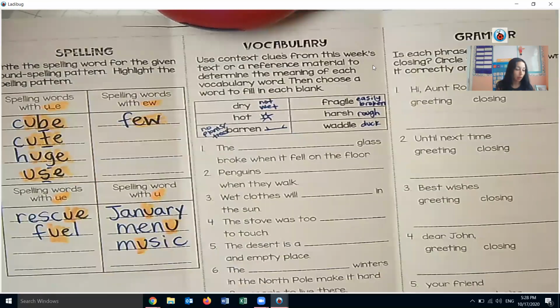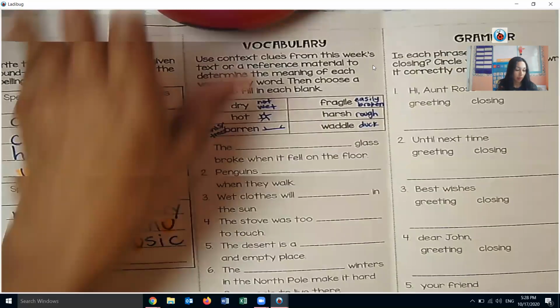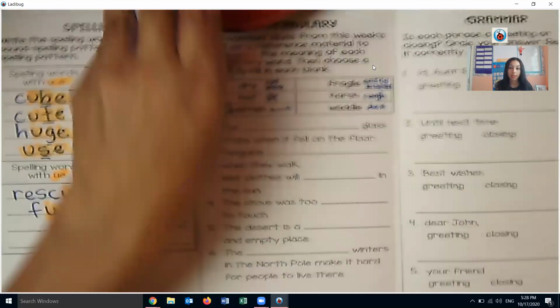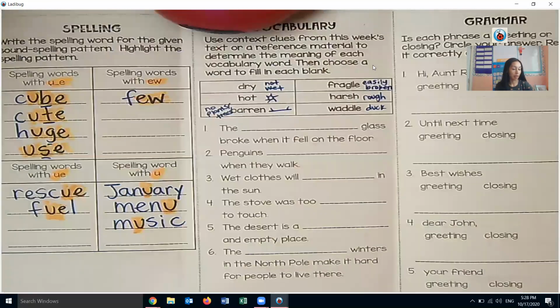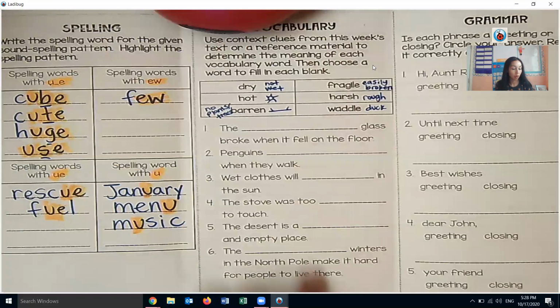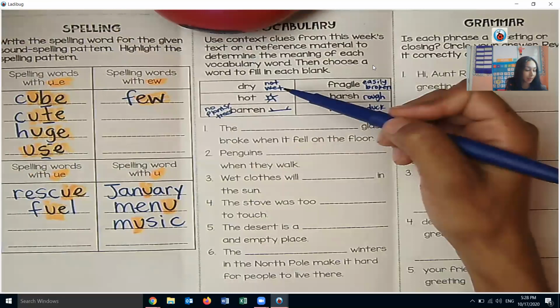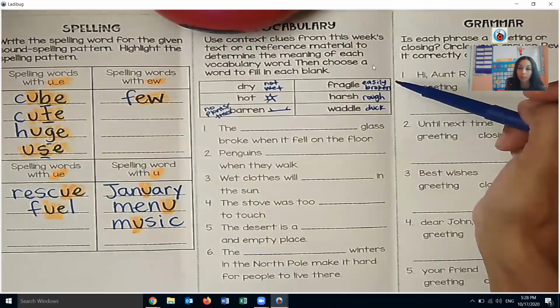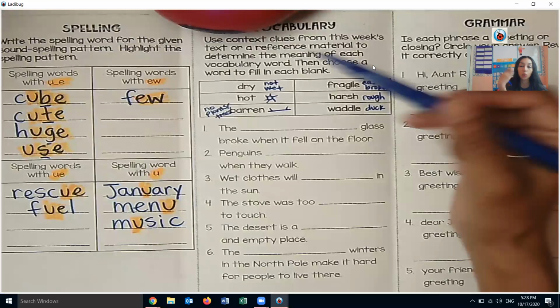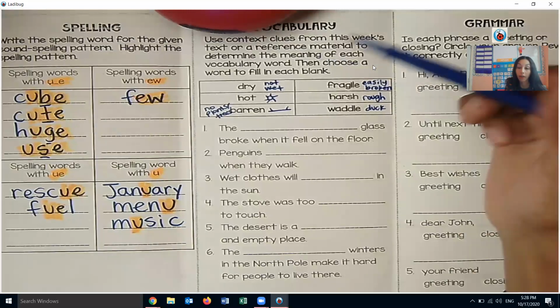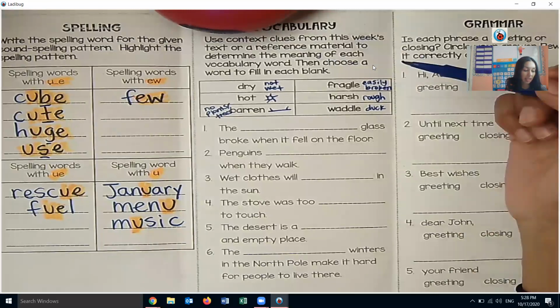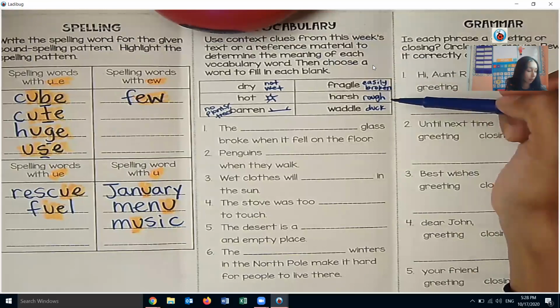Vocabulary. So I'm going to go right next door. I wrote a little note. I always like to write a little note for what these words mean, and then we're going to write down what word fits the blank the best. So, put this to the side for now. We have the word dry, which means not wet. Fragile is something easily broken. Hot is like hot weather, maybe hot fire. Harsh, meaning something that's rough or tough.